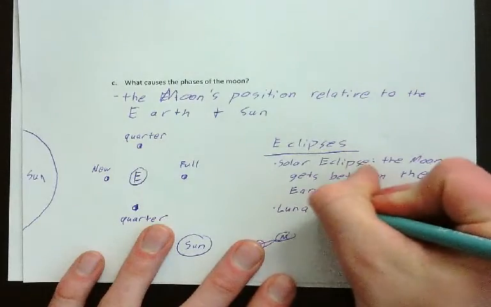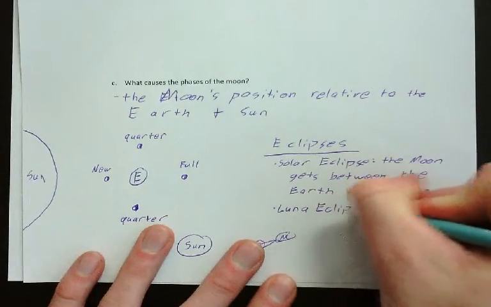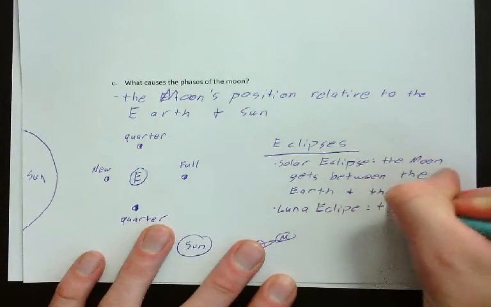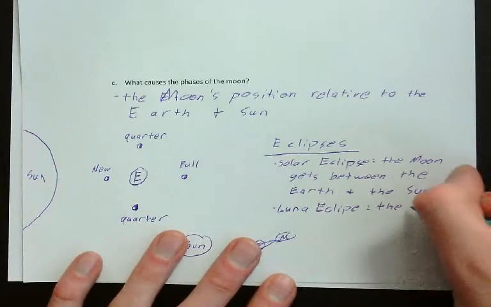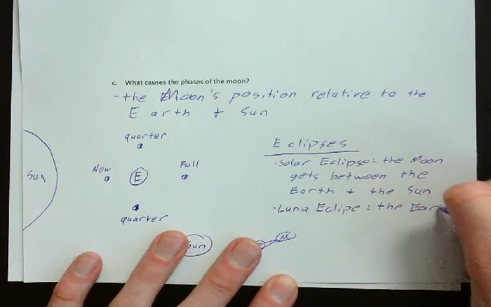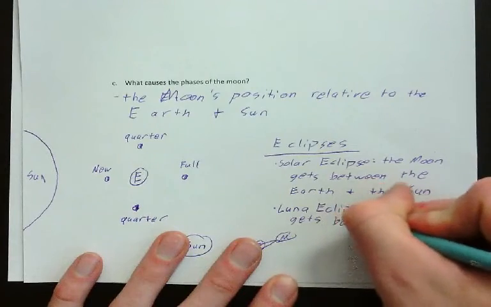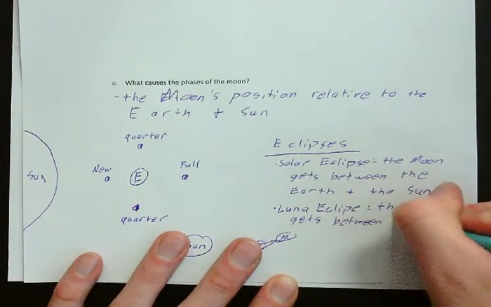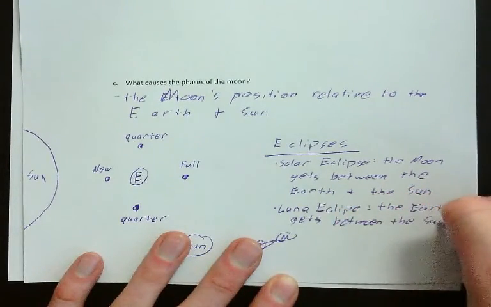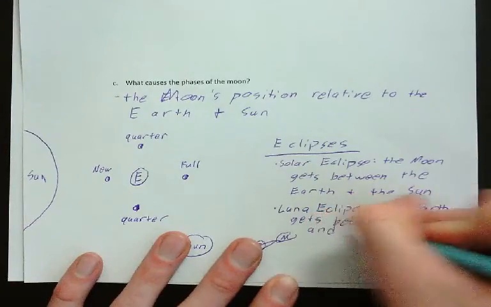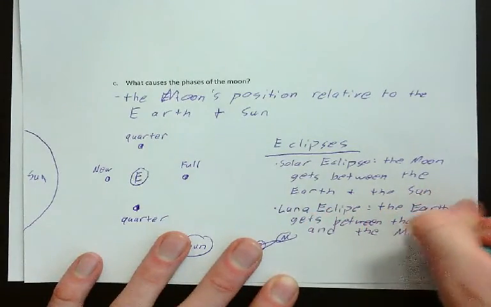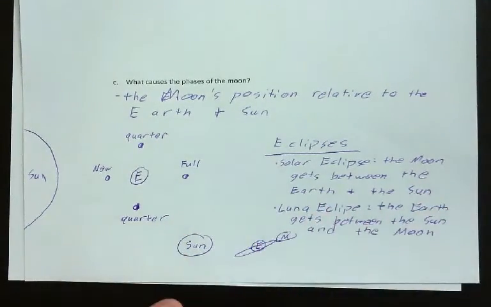So a lunar eclipse, the Earth gets between the sun and the moon. These happen way more frequently. Yes, these happen more often, and they don't happen in the same way. The Earth is not the right size and distance away from the moon to completely cover up the sun.